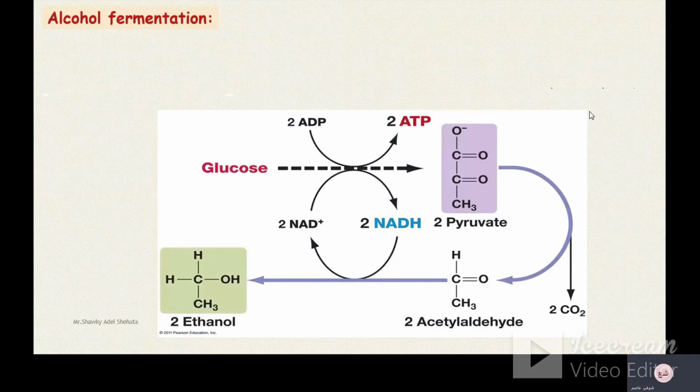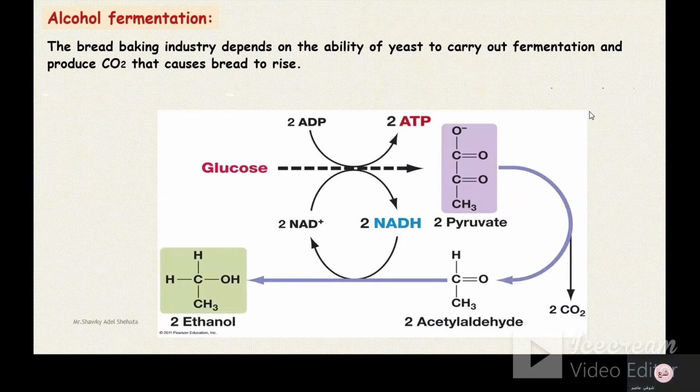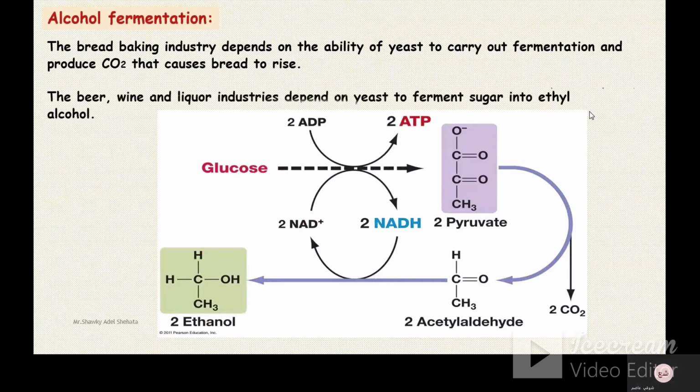If we talk about alcoholic fermentation, the bread baking industry depends on the ability of yeast to carry out fermentation and produce carbon dioxide that causes bread to rise. The beer, wine, and liquor industries depend on yeast to ferment sugar into ethyl alcohol. So you'll find here that glucose will finally change into ethyl alcohol, or ethanol.